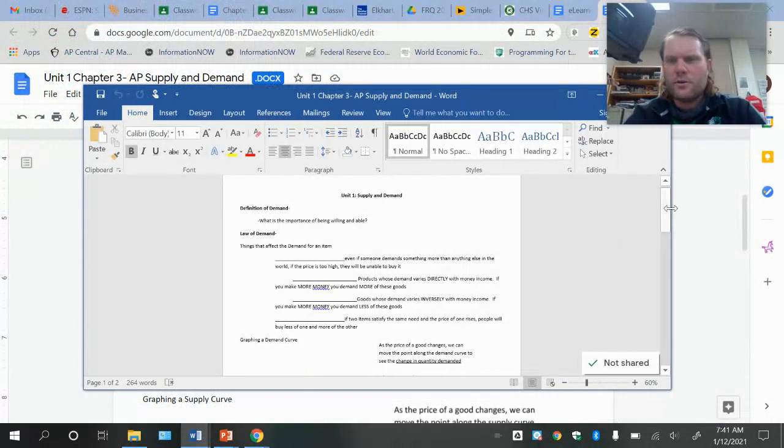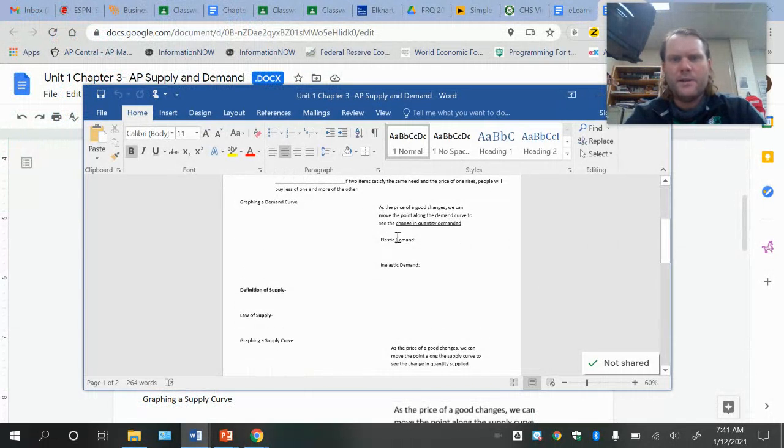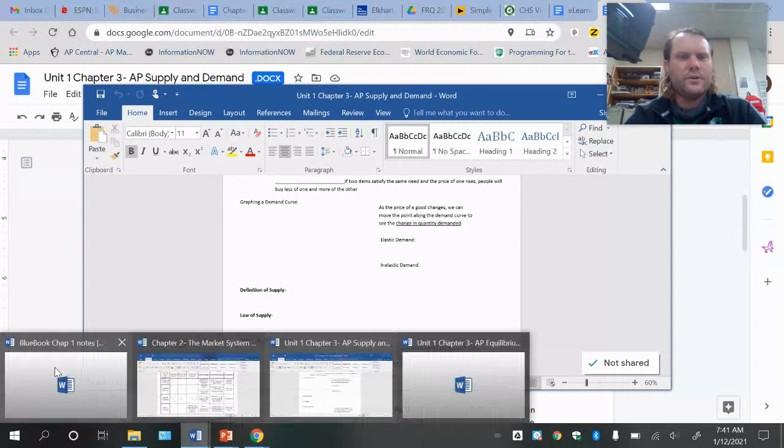For some reason, your notes didn't do exactly what mine did. So you might have to add the elastic demand in there. So make sure you're labeling it correctly. Sorry for that confusion as it transferred into Google Docs.